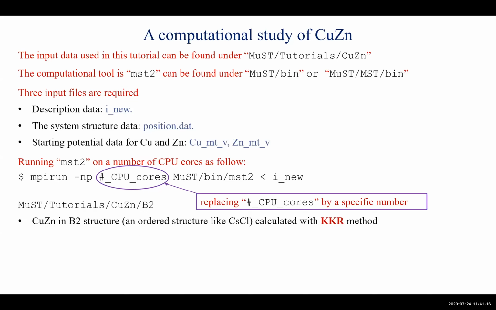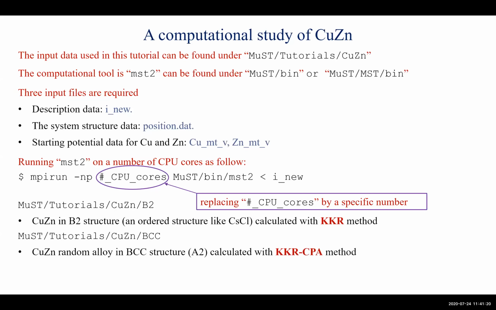There are three tutorials and materials. One is called the B2 structure. It's an ordered structure, copper and zinc in order, so we're going to use the KKR method to do the calculation. The other is a random structure, where each site can be occupied by either copper or zinc. It's a disordered structure, so we have to use KKR-CPA.